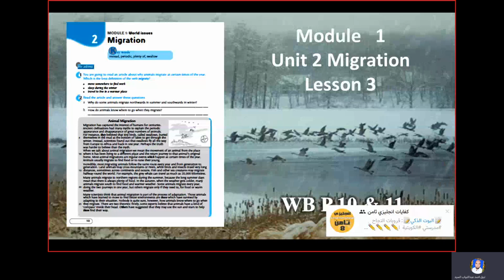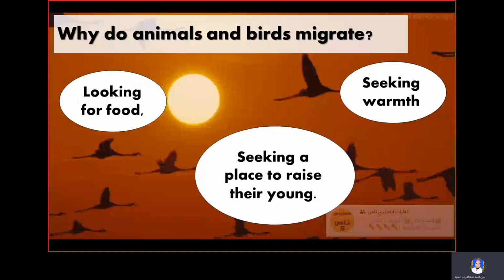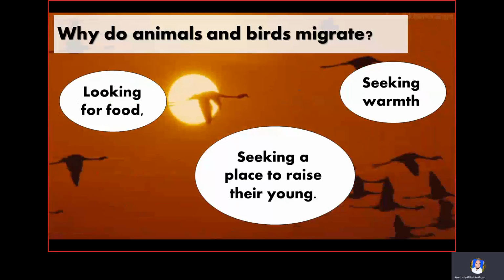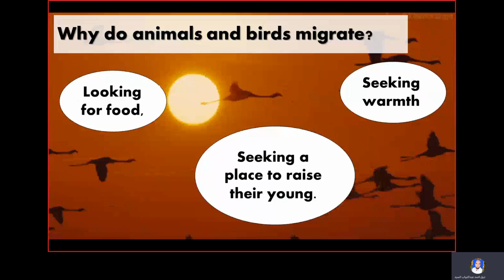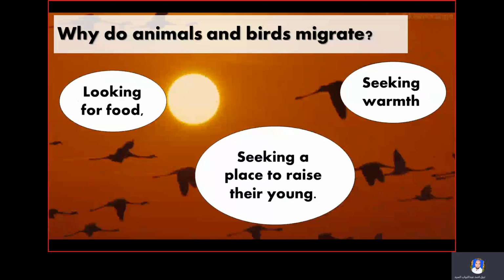Why do animals and birds migrate? Animals and birds migrate looking for food, seeking warmth, seeking a place to raise their young. These are the three reasons: to look for food, to look for the warm weather, to look for a place to look after their babies or young.